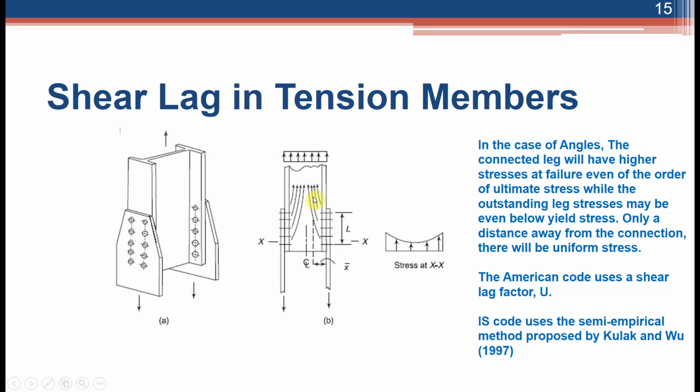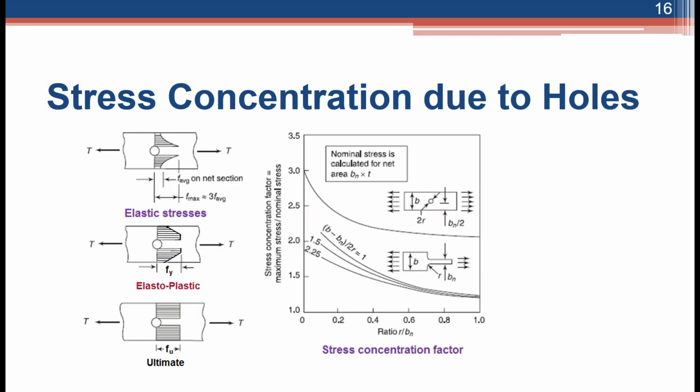So here is the stress distribution from the connection of one member to another member. Whenever we want to join one member to another member, initially the stress distribution is not uniform, but gradually, as the length of the connection increases, the stress of the connection becomes uniform. So this is nothing but the shear lag effect in a tension member.